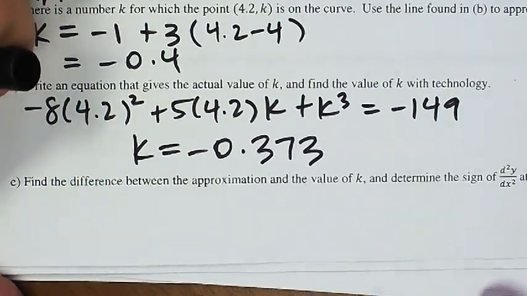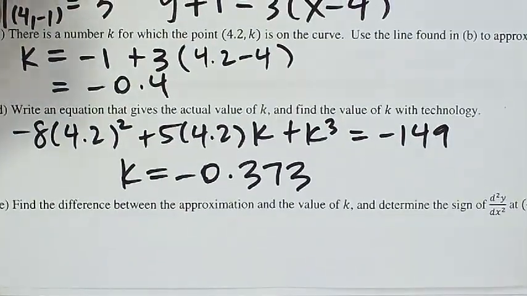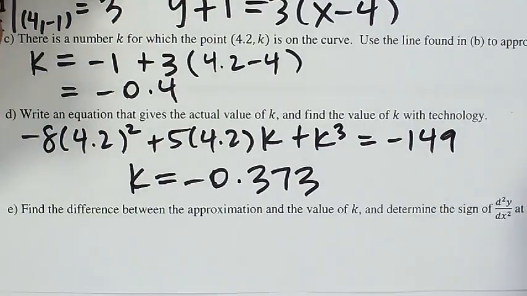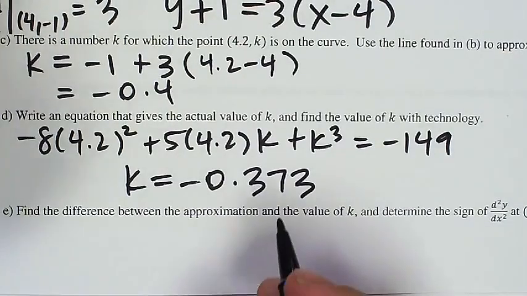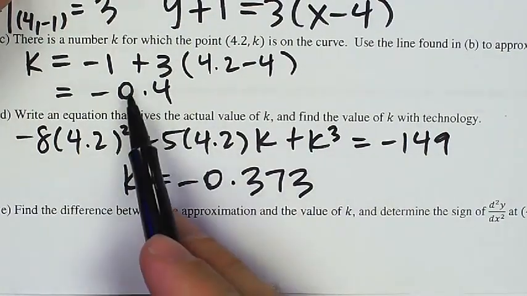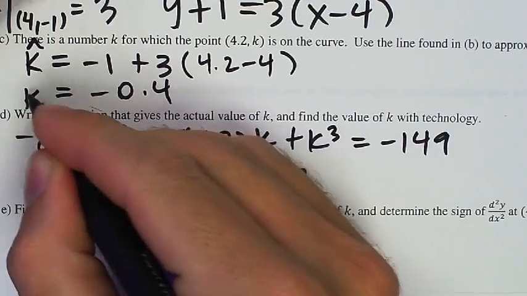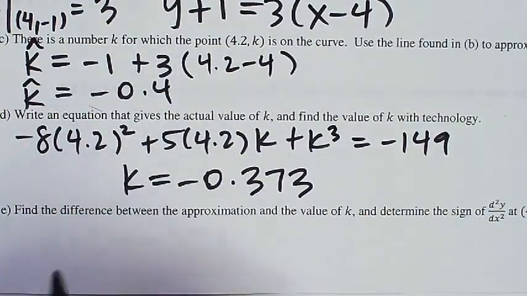Find the difference between the approximation and the true value of k and determine the sign of the second derivative. Now that's a good question. I like that one. So, since k is greater than the approximate k, which maybe I'll throw a hat on that one to remind us that it's an approximate k. Those of you that have taken the statistics class, you've probably used the hat for an approximate value before.